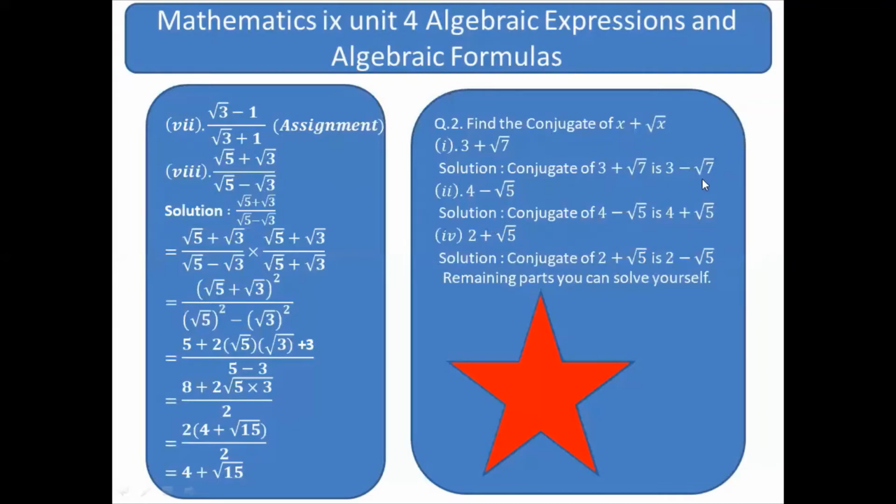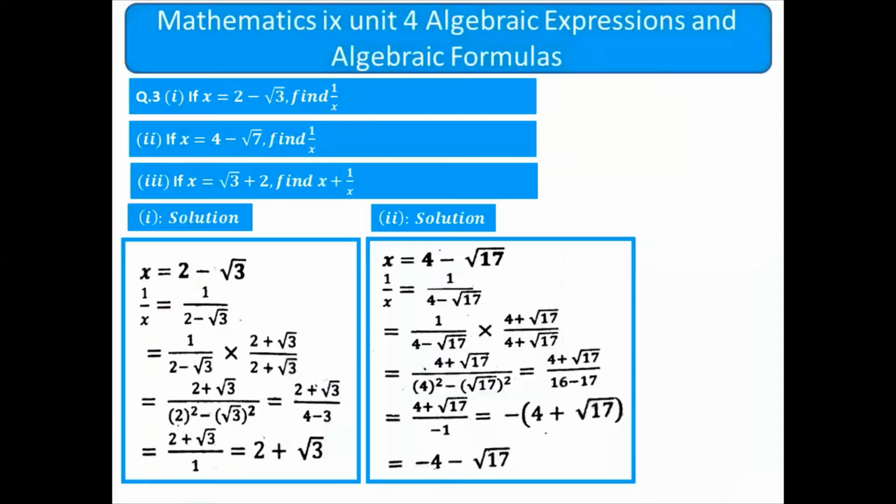Again here is 2 plus square root of 5, and so the conjugate of 2 plus square root of 5 is 2 minus square root of 5. So you can see that we are just changing the connecting sign. Here it is negative, we use the positive sign. Here it is positive, we use the negative sign. Here it is positive, we use the negative sign. In this way you can solve the remaining parts. The remaining parts you have to take as an assignment.